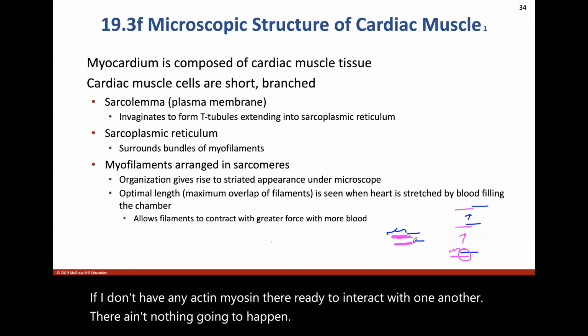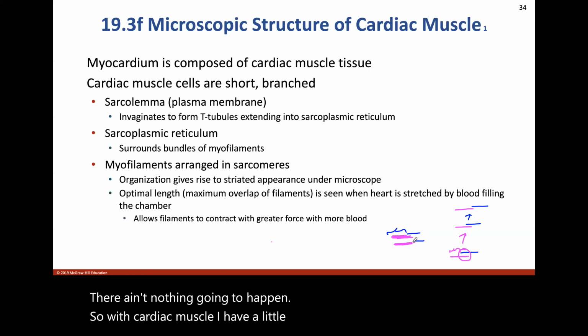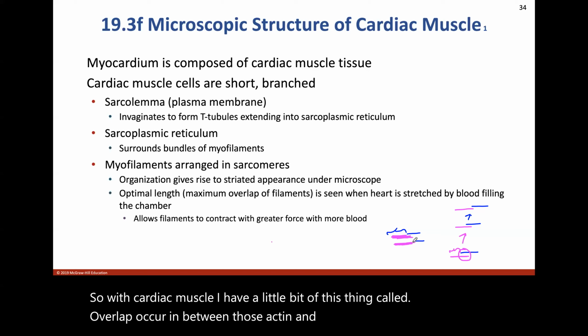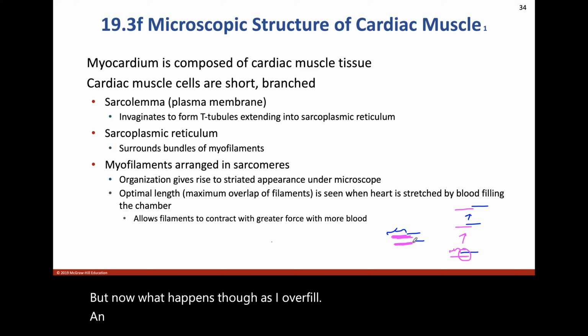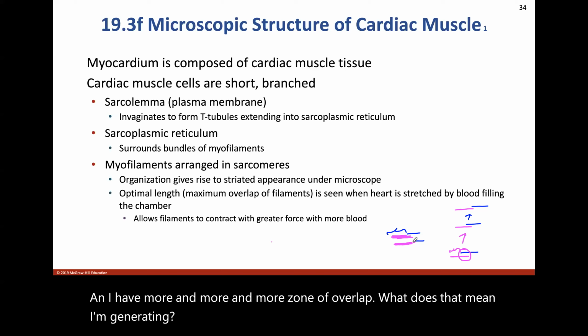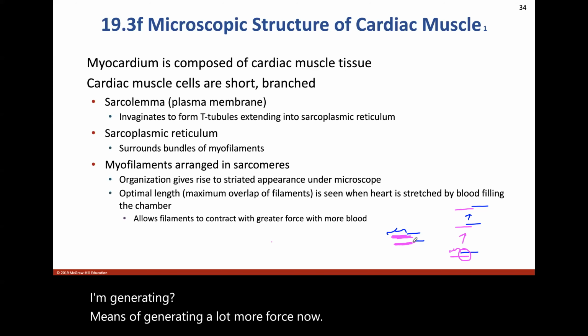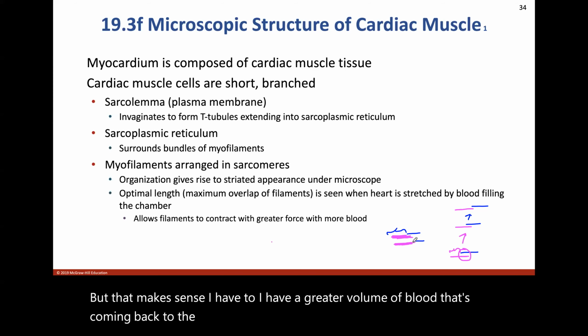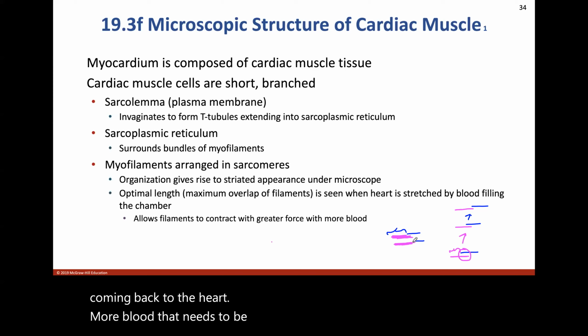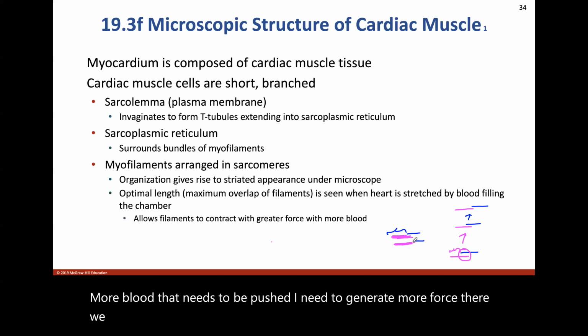So with cardiac muscle, I have a little bit of this thing called overlap occurring between those actin and myosin filaments. But now what happens is I overfill and I have more and more zone of overlap. What does that mean I'm generating? It means I'm generating a lot more force now. But that makes sense. I have a greater volume of blood coming back to the heart, more blood that needs to be pushed. I need to generate more force. There we go. That's how we do it.